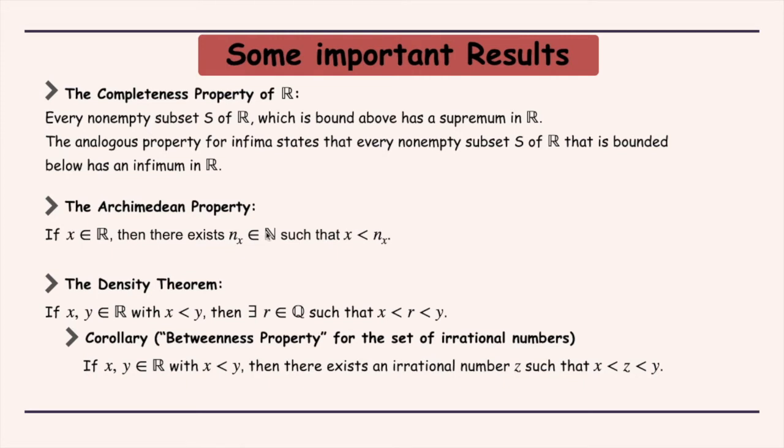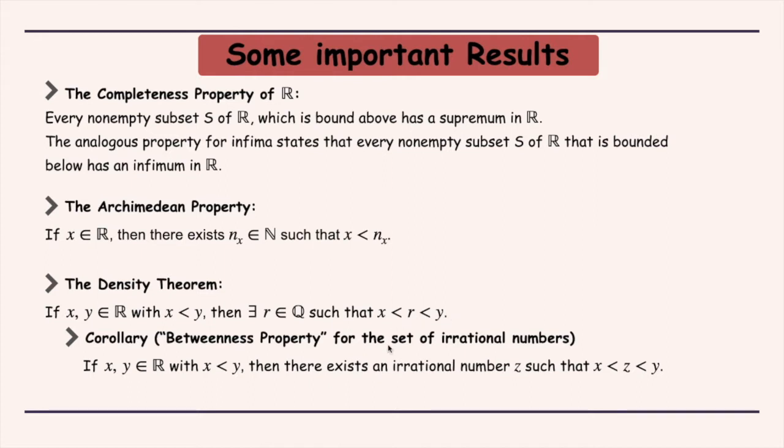The next result is the density theorem, which again we will be using. The theorem says that whenever we have two real numbers such that x is less than y, then there has to be a rational number, say we call it r, such that x is less than r and that is less than y. So this is like a betweenness property for the set of rational numbers.